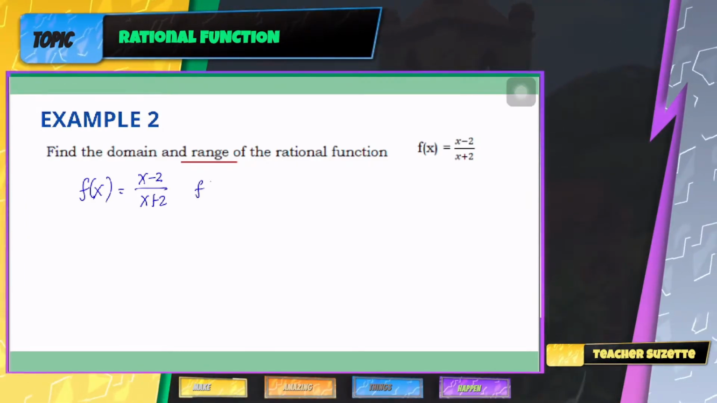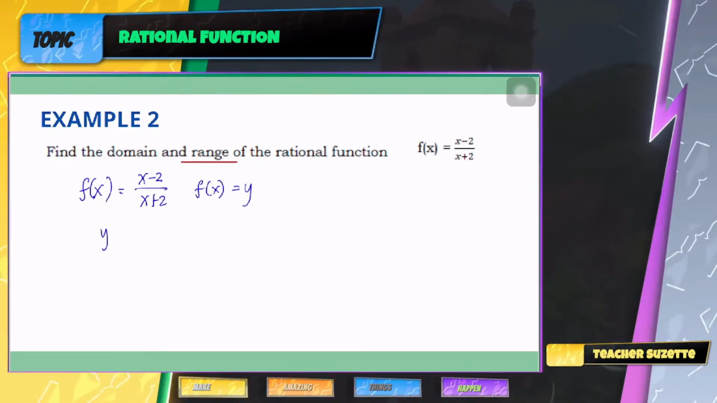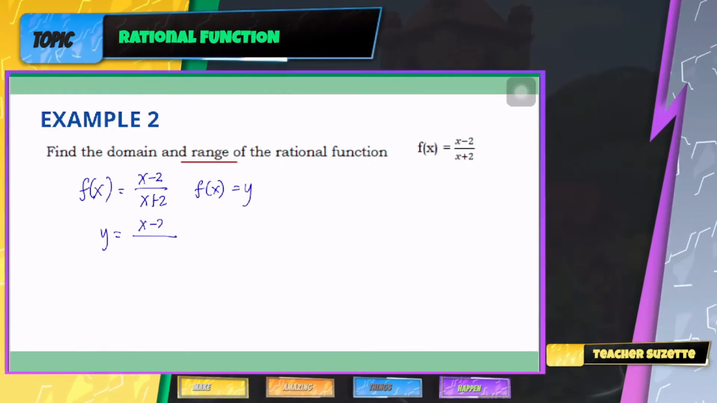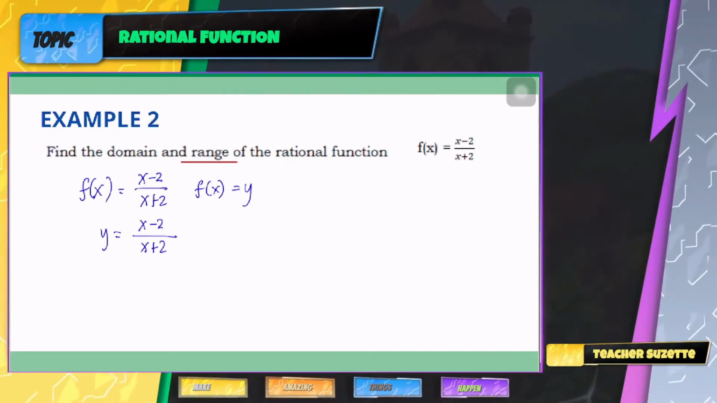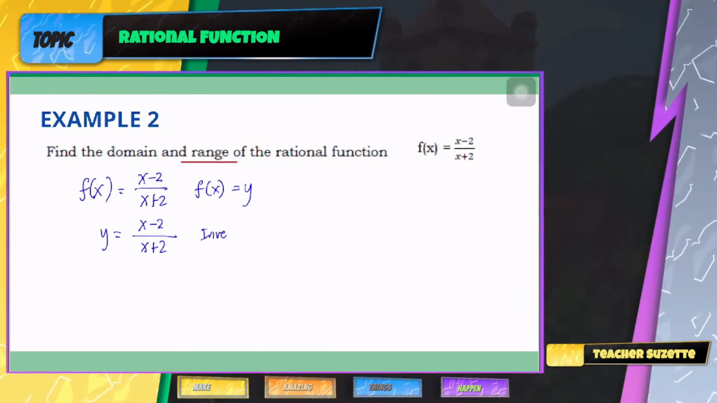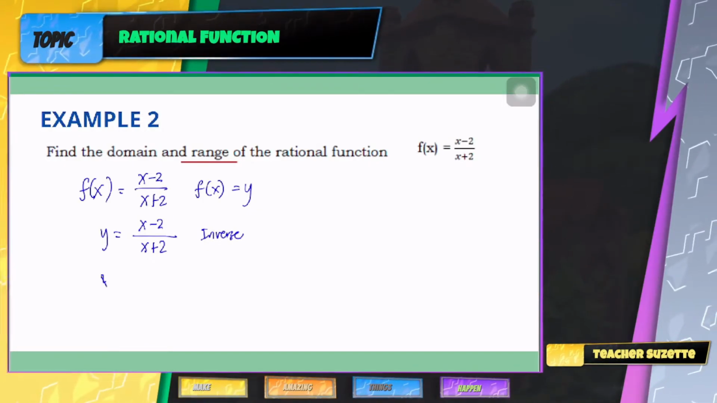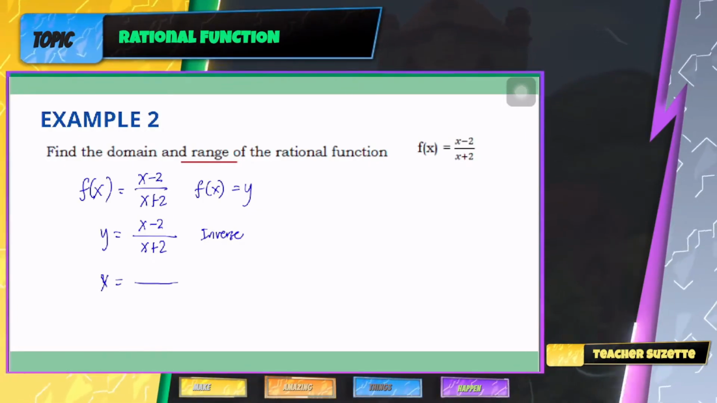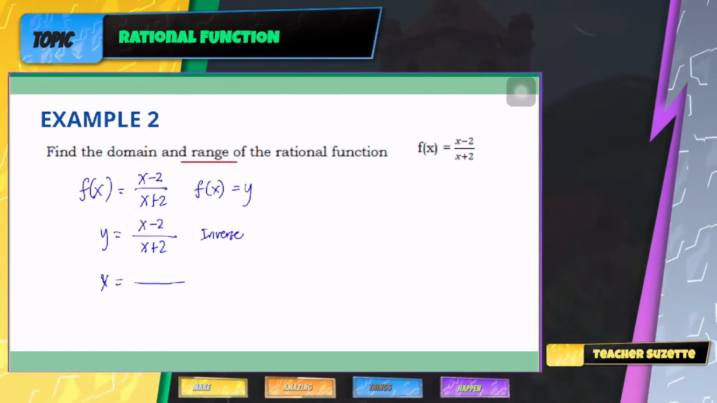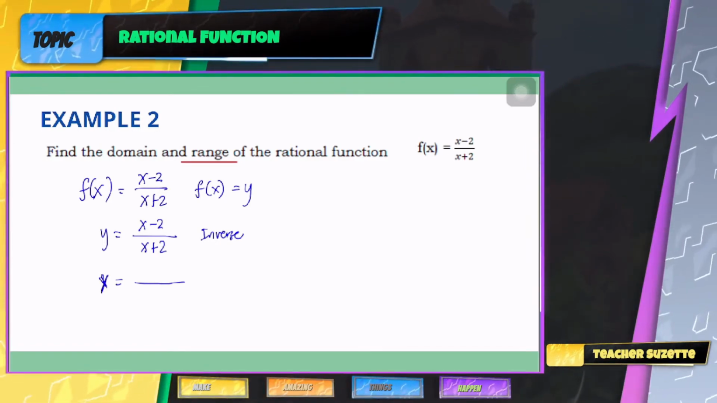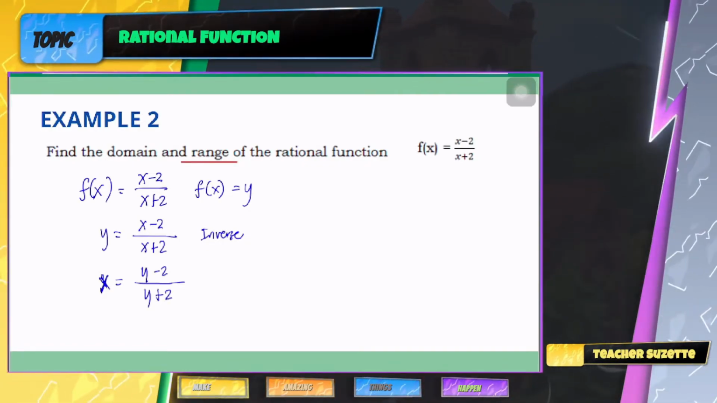So, we express our f of x as equal to y. y is equal to x minus 2 over x plus 2. Then what will happen? We are going to get the inverse. So, we interchange the positions of our x and y. Our x becomes y, and our y becomes x. So, x is equal to y minus 2 over y plus 2.